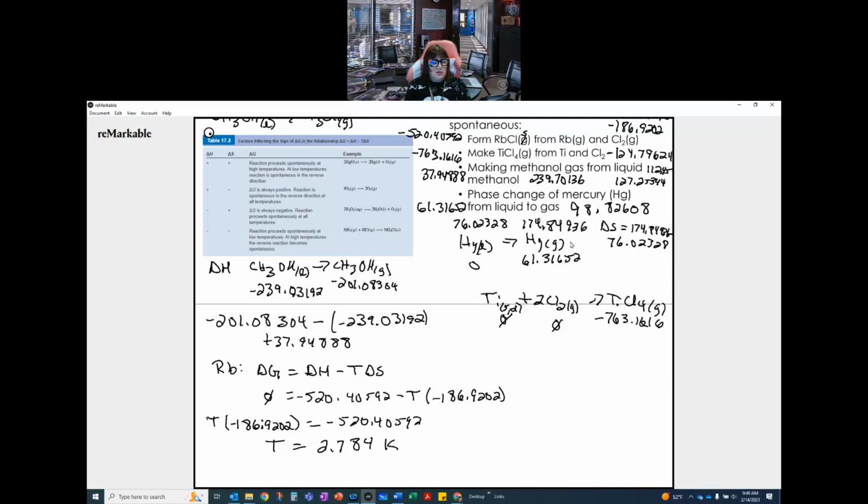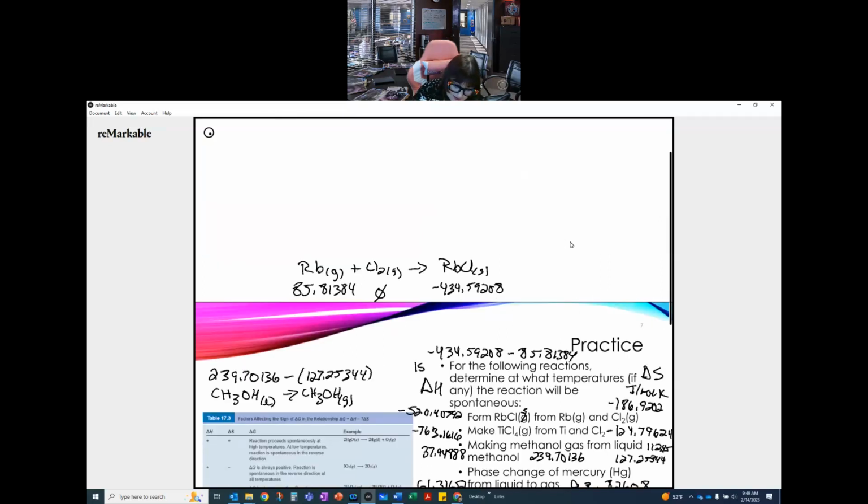Now, is that everything? Or did I make a mistake? Oh, that sucks, doesn't it? Now, what are the units on my delta H? Delta H is in kilojoules.